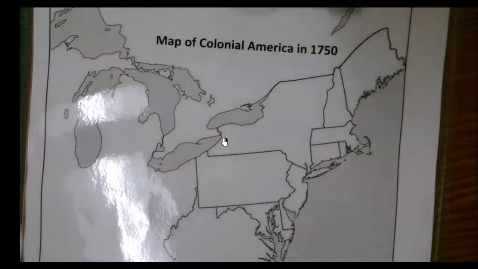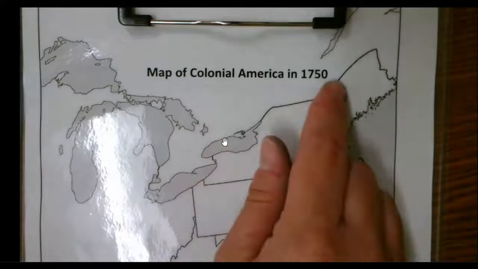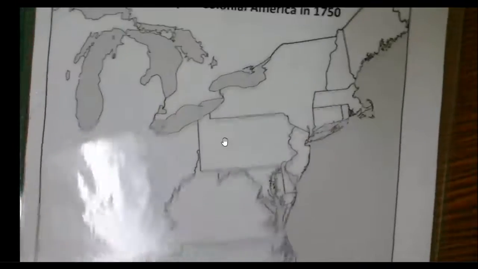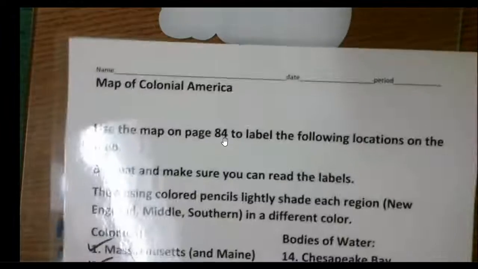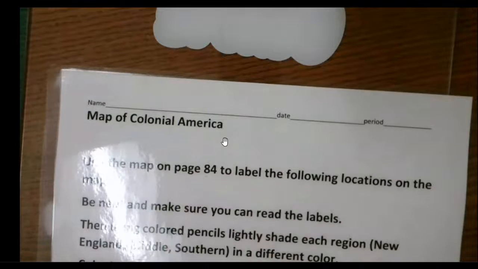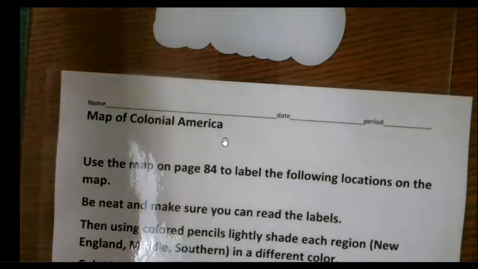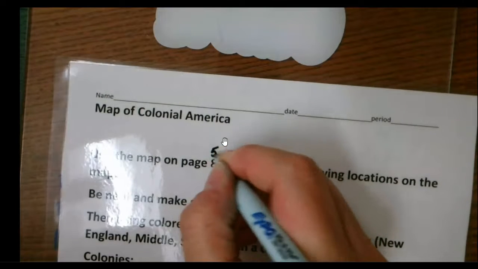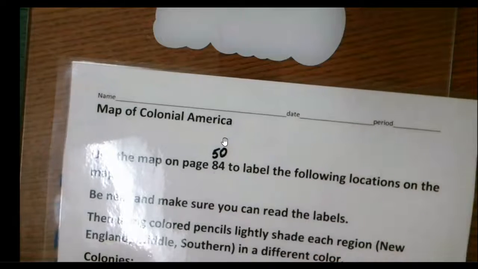Okay, so if you take a look, we're going to do the map of colonial America in 1750. These are our colonies, the English colonies. If you look at your instructions, we're going to use the map on page 84. Your textbook actually has one that might be a little bit better, but it's got more stuff on it. So I also want you to look at page 50, okay?